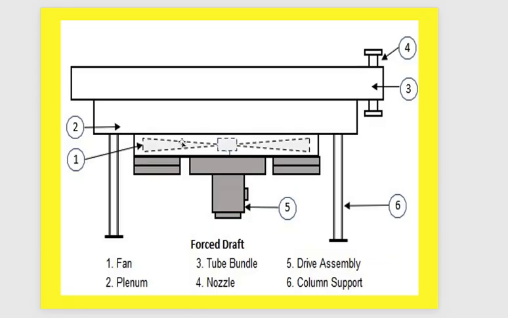And in this diagram, we can see clearly the main components of the forced draft air cooler. Here you find the fan, and the plenum, which contains the amount of air going to the tube, and the tube bundle, which is here, and nozzles for inlet and outlet. Normally this is the inlet and normally this is the outlet. Here the drive assembly and the column support. Okay, so this is the first type, which is forced draft.